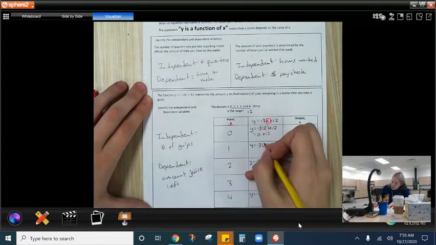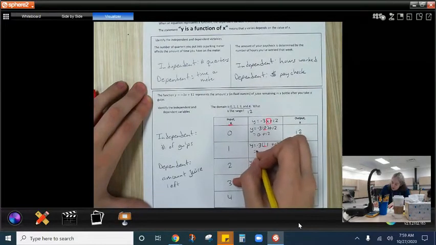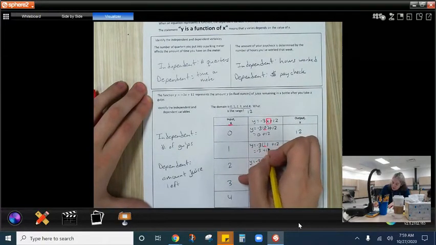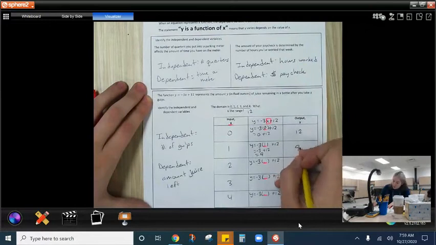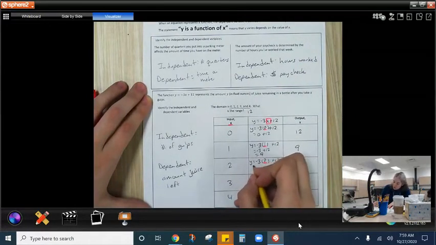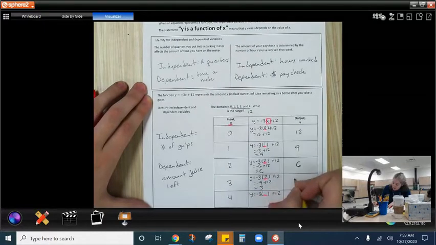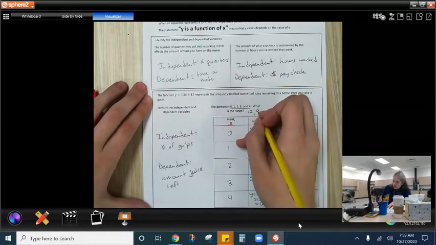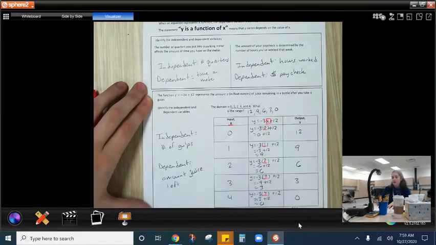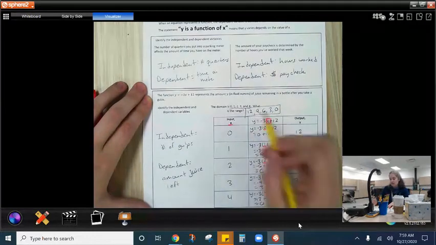The next one is going to be 1. So negative 3 times 1 is negative 3, plus 12 would give me 9. All right, our next one's going to be 2. Negative 3 times 2 is negative 6, plus 12 is 6. The next one's 3. Well, negative 3 times 3 is negative 9, plus 12 is 3. And then 4. Negative 3 times 4 is negative 12, plus 12 is 0. So this is my output, 12, 9, 6, 3, and 0. That is my range.